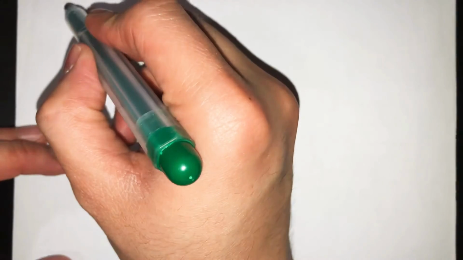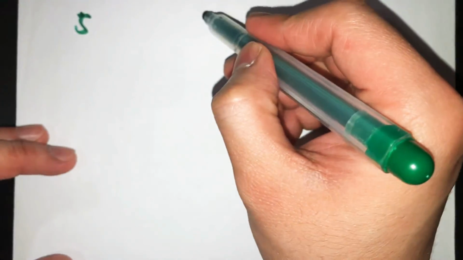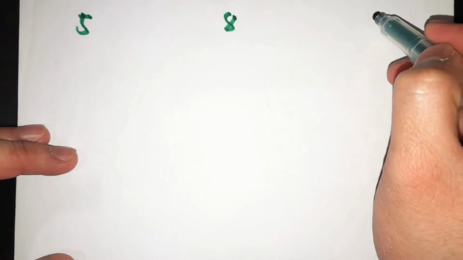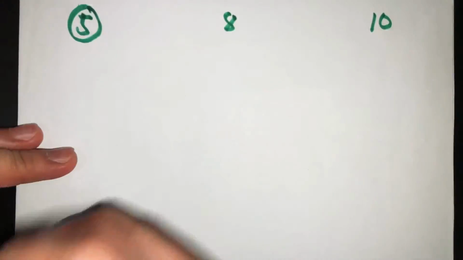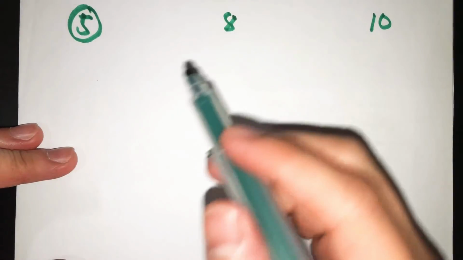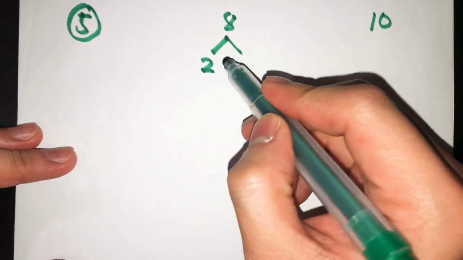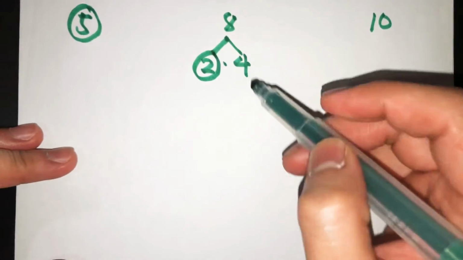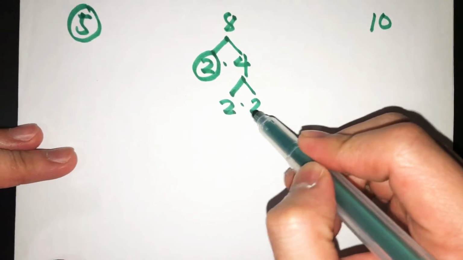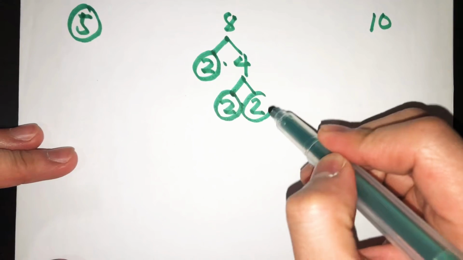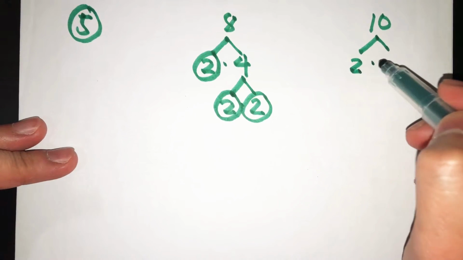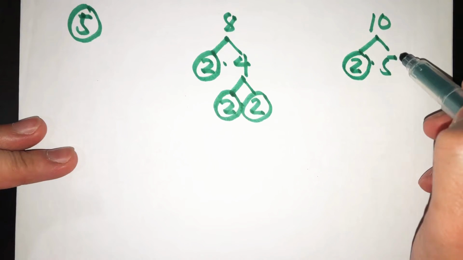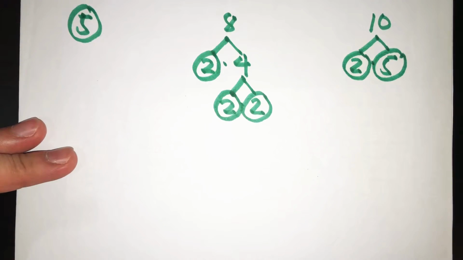Okay, so first let's get the prime factors of 5, 8, and 10. For 5, this is already a prime factor. Okay, for 8, we have 2 times 4. Then we have 2 times 2. So this is the prime factor. Then for 10, we have 2 times 5. Now 2 and 5 are already prime factors.